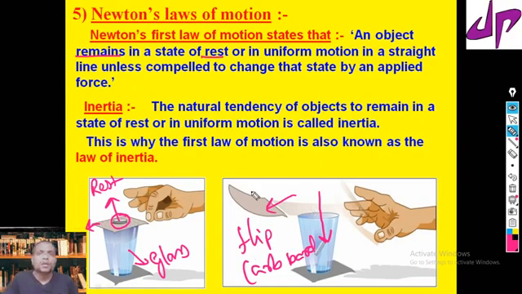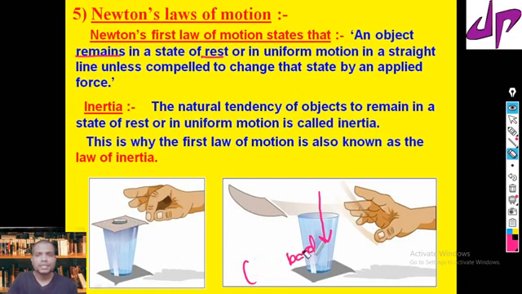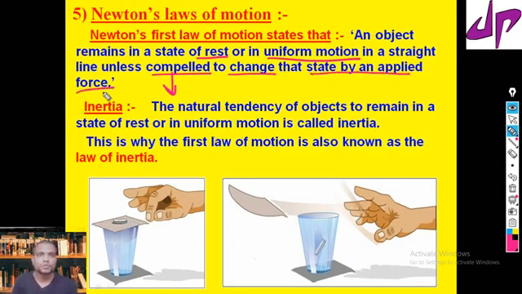Why? Because the coin is in the state of rest, so it always wants to be in the state of rest. So that's one of the examples given. Now finally, I can conclude this statement by saying that if an object is in the state of rest or in the state of uniform motion in a straight line, it stays so until compelled to change the state by an applied force.